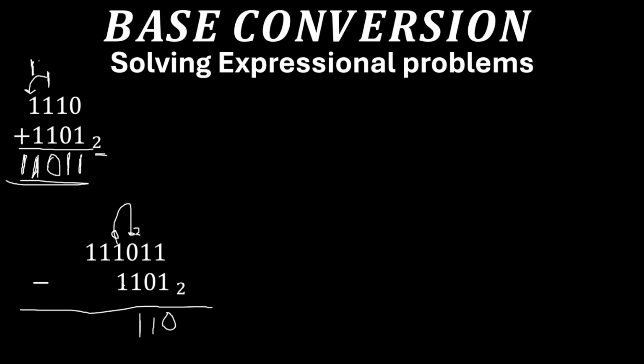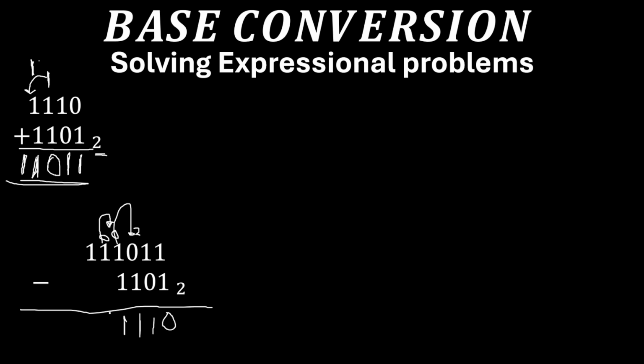Also impossible. So what do we have? We take 1 from this place and borrow it to this place. That 1 became 2. So 2 minus 1 is also 1. At this point here, what we are left with is 0, and what is here is also 0.